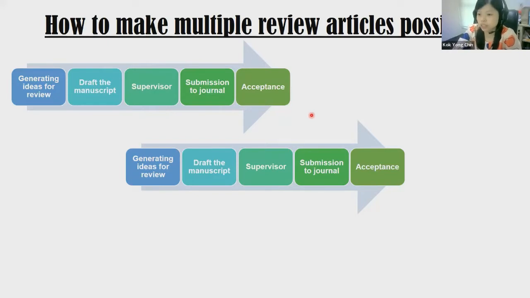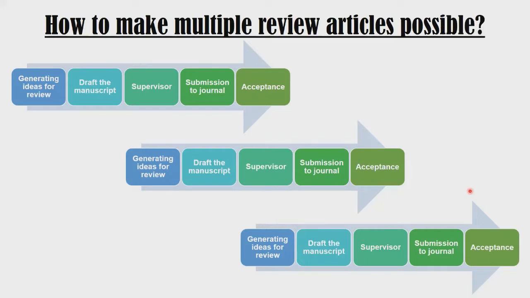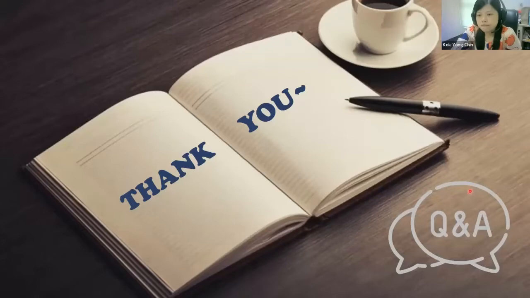So it is something under your control that you can do to have more publications throughout the years of your postgraduate studies. With this, you can have another cycle after you send the second manuscript to your supervisor, and while waiting for him or her to review it, you can start generating ideas. In this way, you can make the process faster and get more publications throughout your master's or PhD. Okay, so this is basically the last tip given to you.